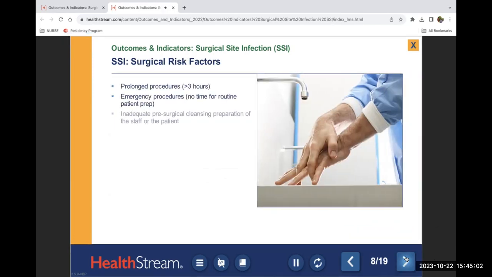Surgical risk factors related to the surgical procedure include the length of the procedure and inadequate preparation of either the patient or the staff themselves. Operations that last over 3 hours increase risk of surgical site infection. Emergency procedures increase risk of SSI since there is no time for bowel prep or patient showering prior to surgery. Proper skin prep and cleansing solutions should be chosen based on the type of surgery being performed, and evidence-based cleansing protocols should be followed closely.